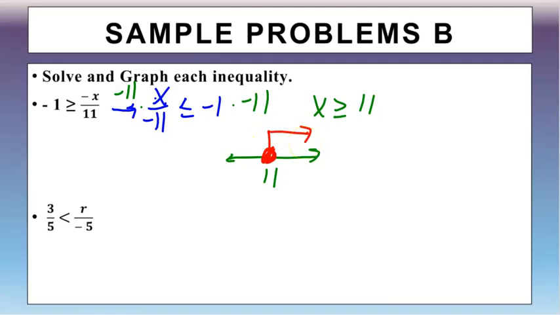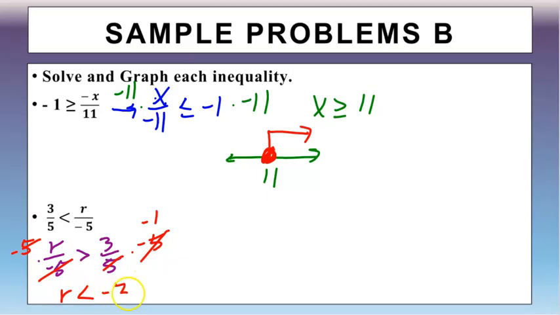Next, I want to do the same thing. I'm just rewriting this. This would be r divided by negative 5 is greater than 3/5. I want to multiply both sides by negative 5. The 5's divide out, and you're left with r. Because I'm multiplying by a negative, I flip the symbol, so it's less than. Negative 5 times 3/5 gives you negative 1 times 3, which is negative 3. And then the graph is a point at negative 3, an open circle at negative 3 going to the left.